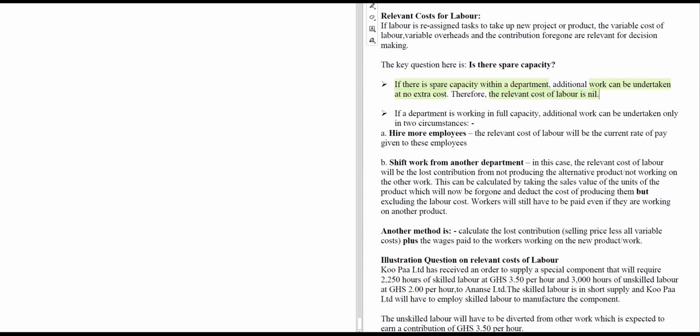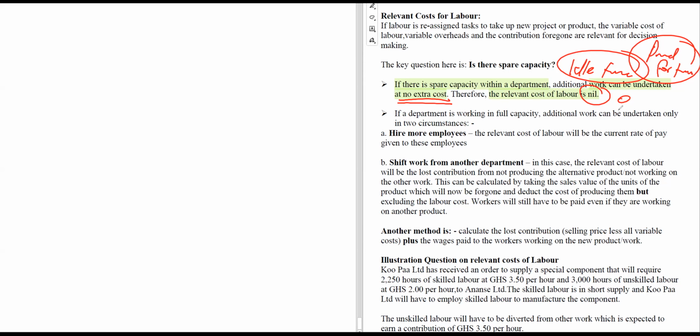If the question says there's spare capacity or idle time, it means that you have already paid for them. So the payment that you pay the labor is a sunk cost. However, now you don't have to pay them anything extra again, so they can do the work at no cost. If no extra cost, that means the relevant cost is 0. Does that make sense?